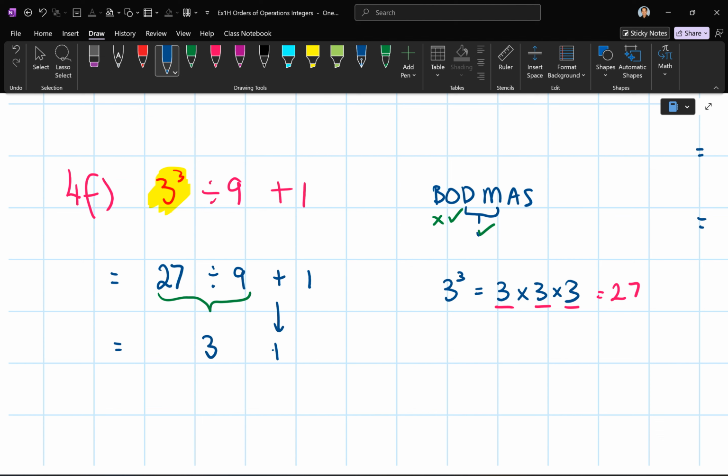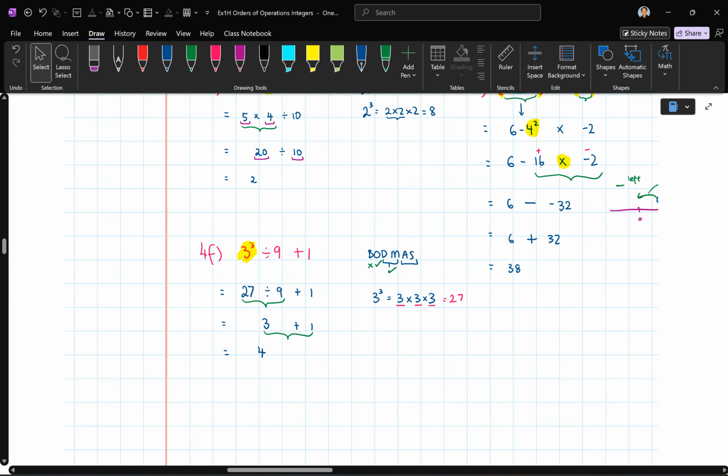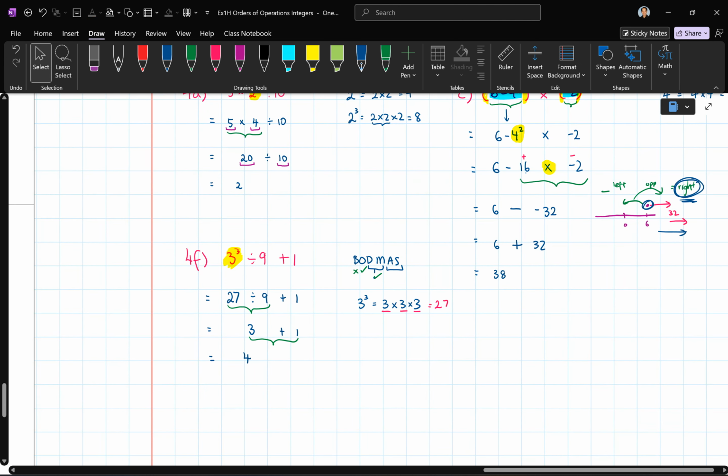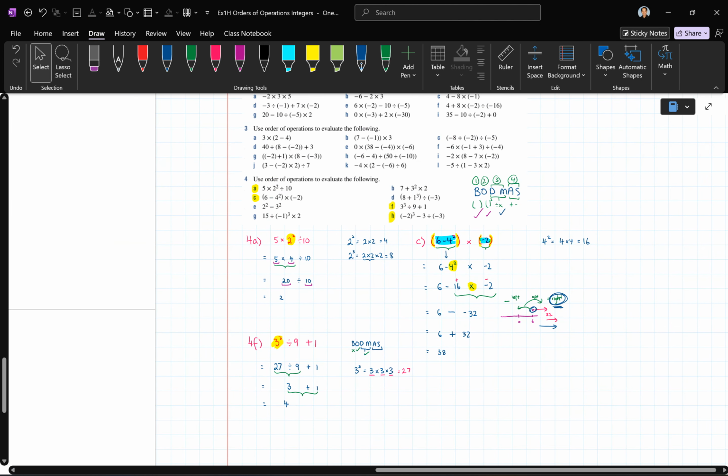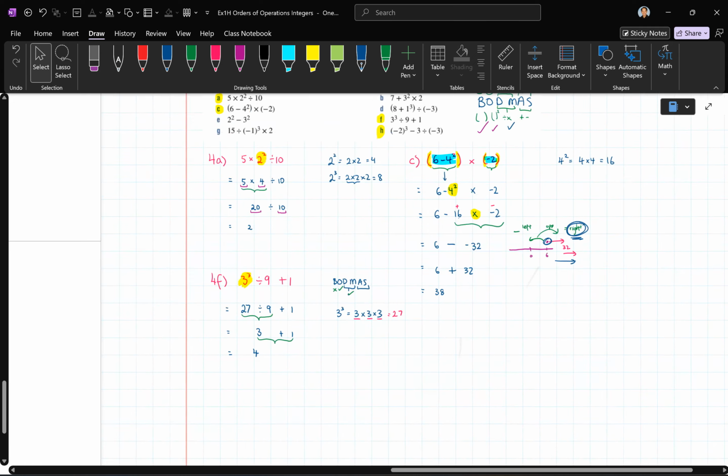I still have the plus. I still have the 1. See how I keep everything neat and organized? And it's always in a vertical fashion. Then I've done now division, multiplication. So I'm up to now addition, subtraction. Do I have any addition, subtraction? Yes, I do. It is 3 plus 1. 3 plus 1 gives you 4. That's question 4F.